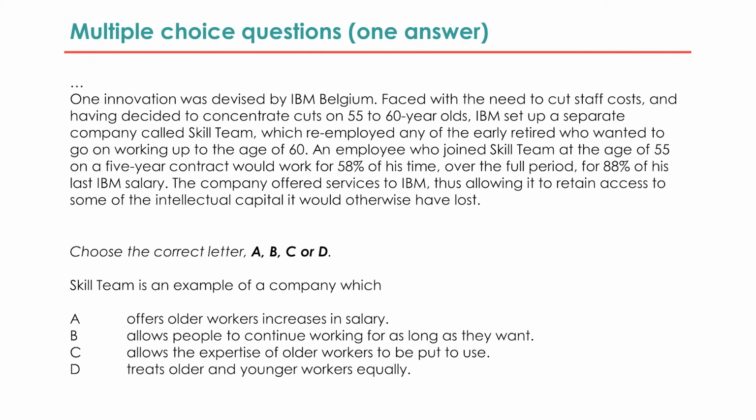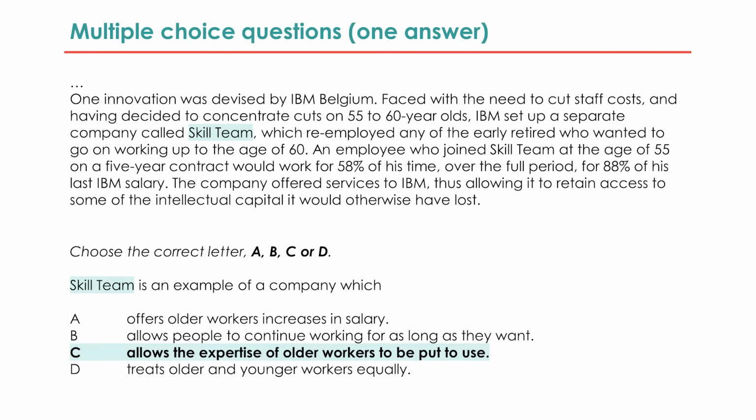Ready to continue? The correct answer is C. Allows the expertise of older workers to be put to use. Why? First of all, when you read the question, pay attention to any keywords. In our example, the question asks about the skill team, which is a specific name of the company, so we can find that name in the text.